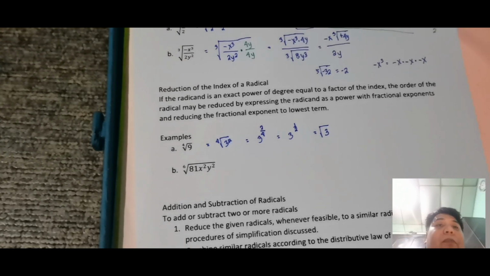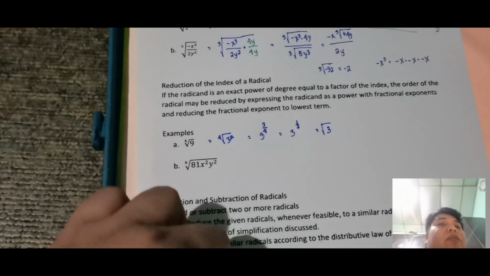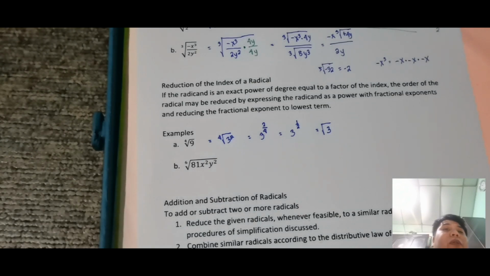Ngayon, hindi lagi applicable yan. Tandaan, hindi lagi applicable yung ginagawa natin na yan. Okay? So, sir, bakit po kailangan yan? Kailangan tong process na to, yung reduction of index of radical, sa ating pag-multiply and pag-divide ng radical with different index. Okay, so tandaan natin yan.